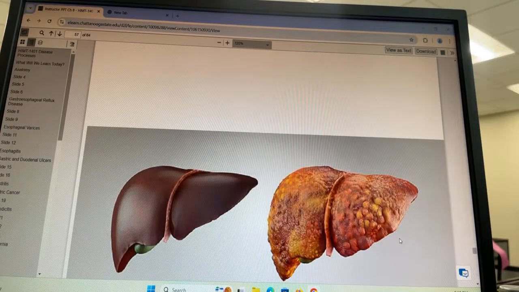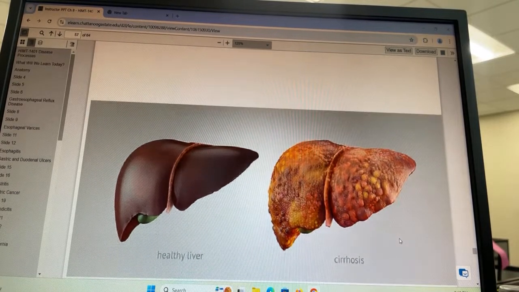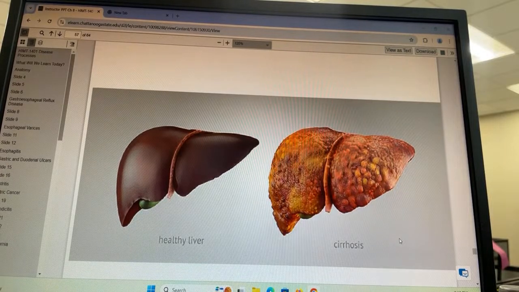This is a picture of a healthy liver and a liver with cirrhosis. You can see that it looks very different, and the scar tissue prevents it from functioning.